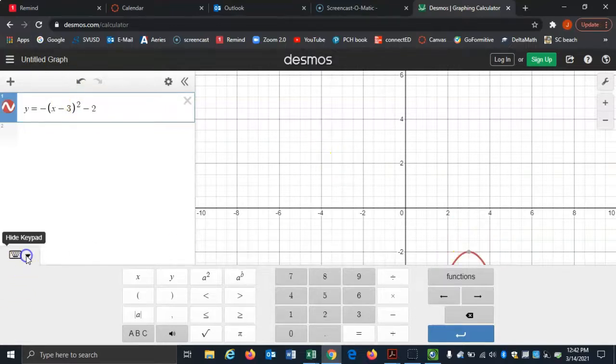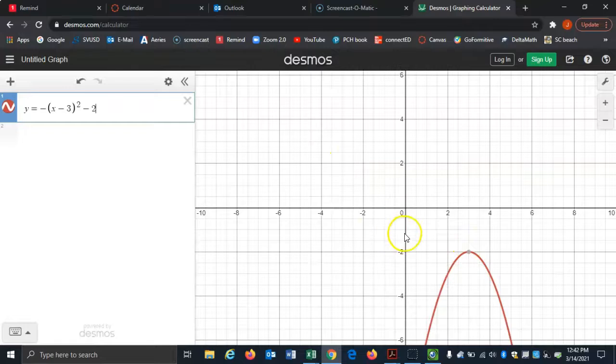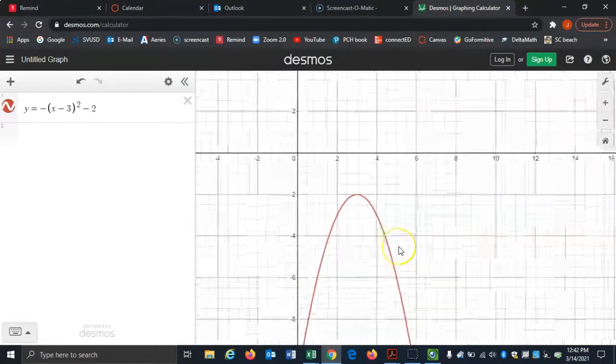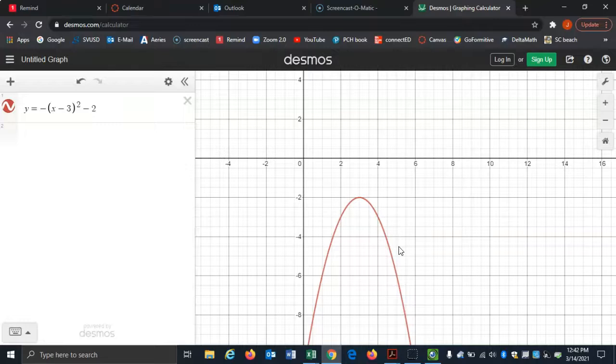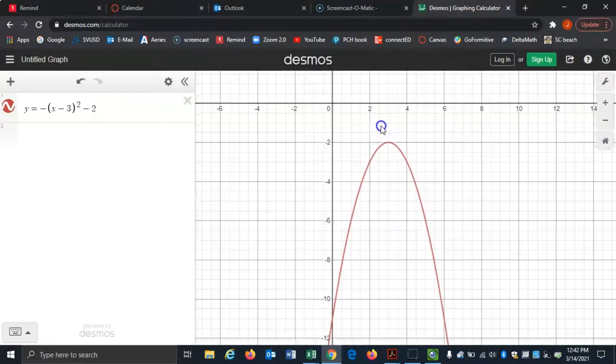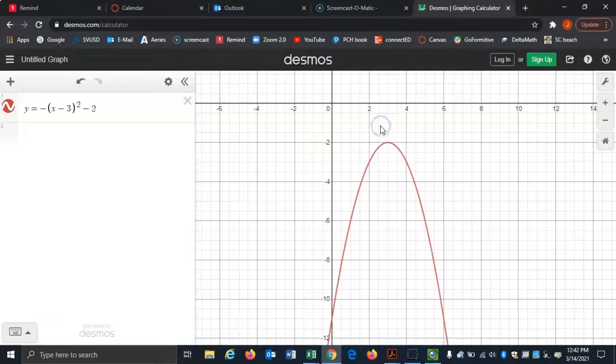Let me get rid of the calculator. And you'll notice it looks just like ours. I can click and drag it. You can zoom in and zoom out for more details if you need to see more. But if you just click and drag, you can kind of put it wherever you want to see it on your screen. And so that's looking pretty good for what we had. If you notice right here, see that little point that comes up? There's our vertex. And if I just hover over it, sure enough, it was 3, negative 2, just like what we came up with. So it's just a great way of verifying what we came up with on paper.